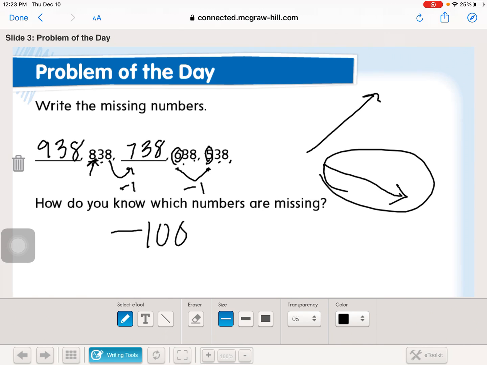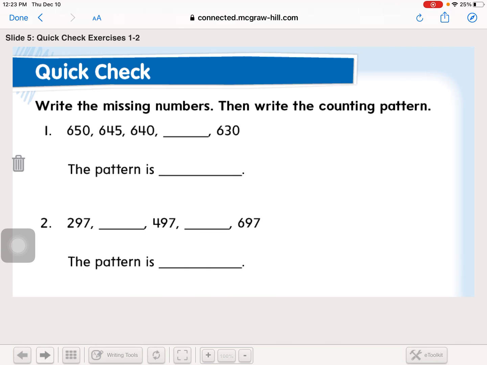How do we know which numbers are missing? We know because of the pattern, right? We can tell because the pattern is decreasing by 100. Write the missing numbers, then write the counting pattern.